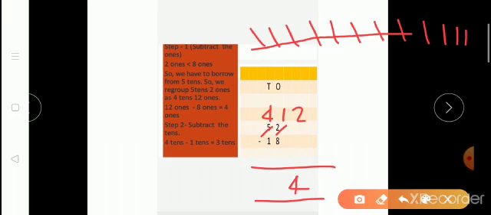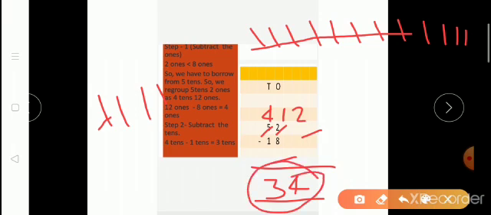Now second step, we have to subtract the digit at tens place. At tens place, what is there? 4 and 1. So we will subtract 1 from 4. We draw 4 lines first, then we have to subtract 1. We will cut 1 line. How many lines are left? 3. So we will write 3 at tens place. Students, in this way, when we subtract 18 from 52, our answer will be 34.